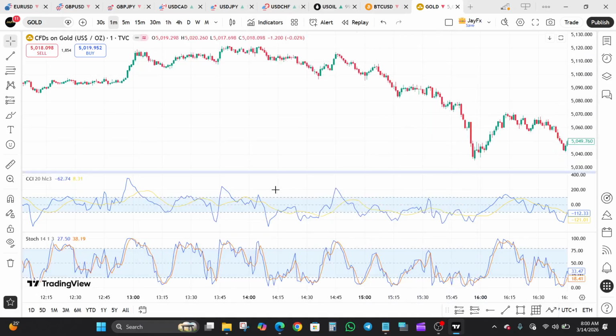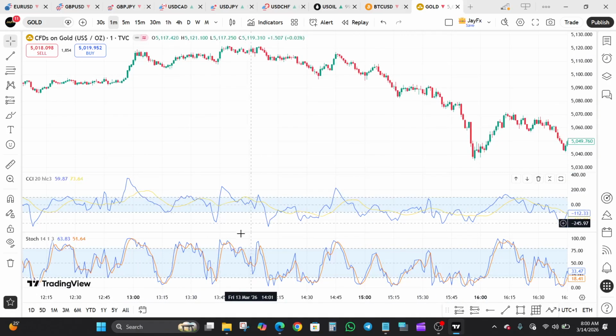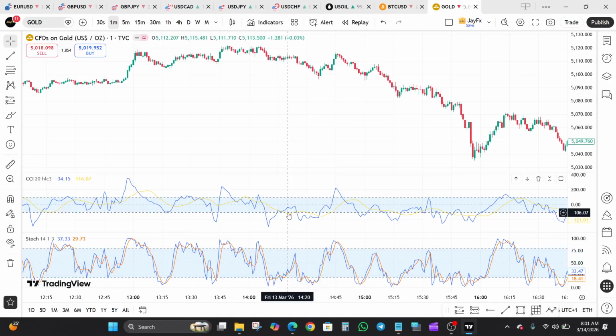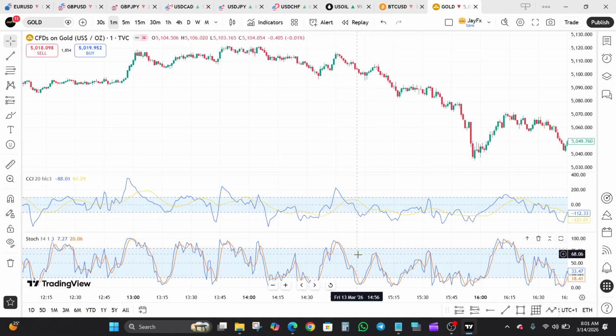Now, the commodity channel index and the stochastic oscillator are both momentum indicators designed to help traders identify potential overbought and oversold conditions in the market. However, they measure momentum using different methods.